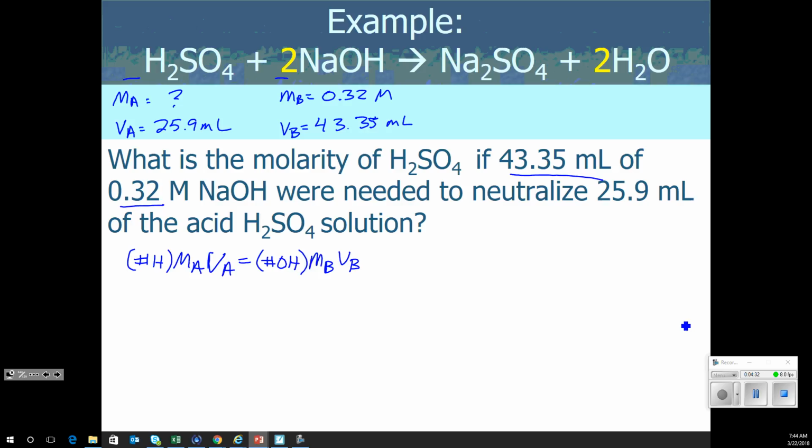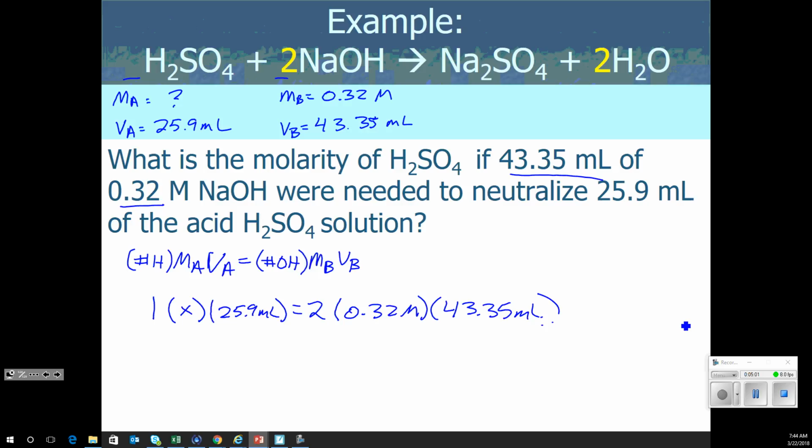So in front of the H, there's a 1. I really don't have to write the 1, but I'm going to write it for you guys. MA, I'm going to call my X, and VA is my 25.9 milliliters, is equal to, what's in front of my OH is a 2, times my MB, which is 0.32 molar, times my VB, which is 43.35 milliliters.